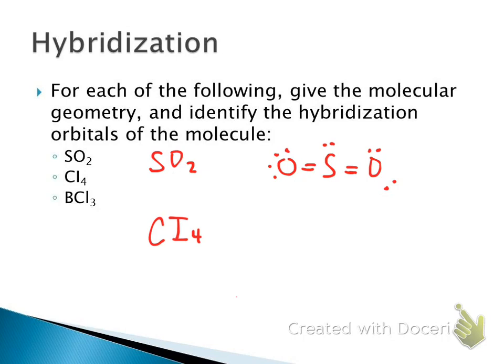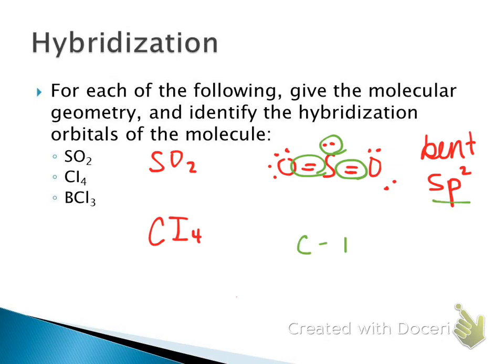So 3 total domains, 2 of which are bonding, and 1 of which is non-bonding, gives us what shape? Bent. Okay, so this is bent. And what hybridization do we have for those 3 orbitals? sp2. That's right. Okay, because we have 3 total domains. 1, 2, 3. So we have an s and 2 p orbitals that have been smushed together to form sp2.